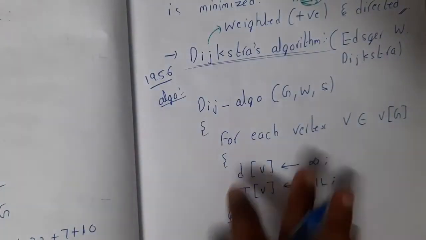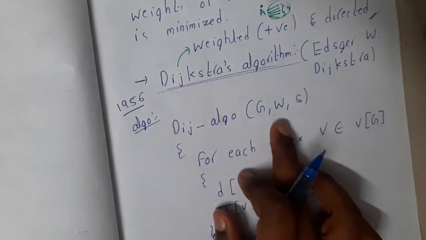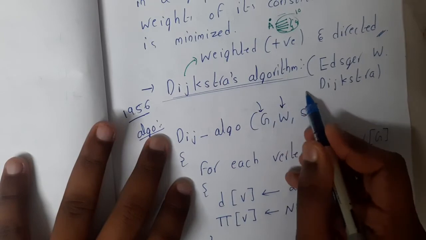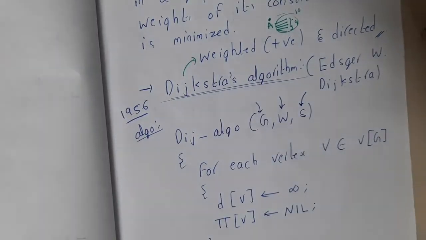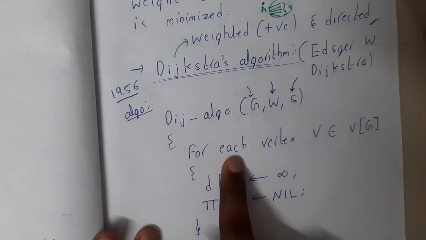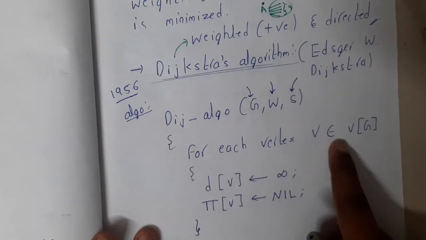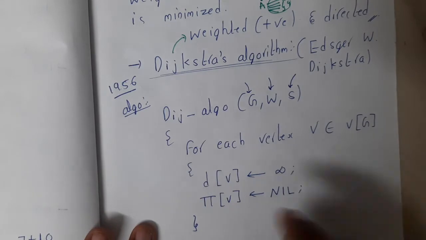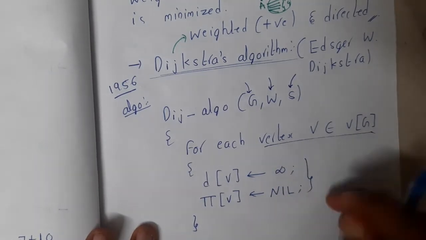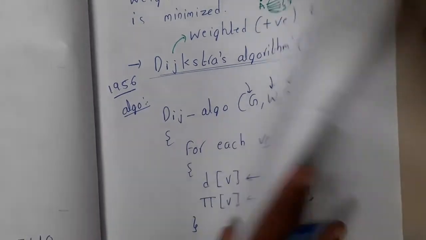Okay. So Dijkstra algorithm. So G comma W comma S. So G indicates a graph, W indicates the weights, and S indicates the start vertex. So where you are starting. Okay. So firstly you will be starting a for loop. For each vertex V belongs to V of G, you are initializing the values to infinity and nil. So basically for each and every vertex in our table, you are initializing the values to infinity and nil.